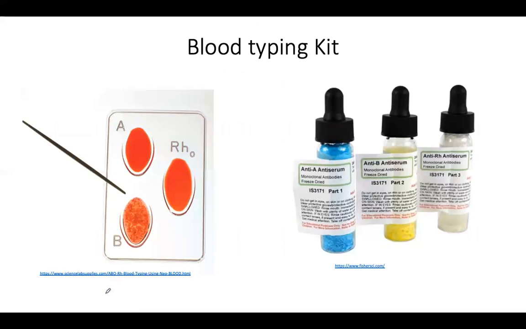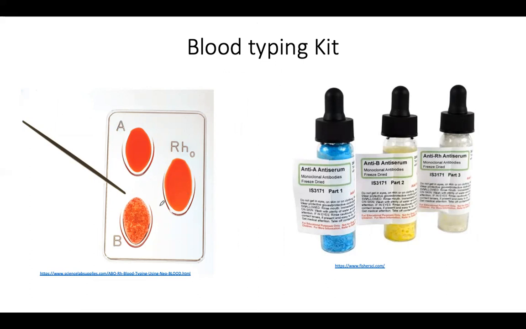Here's basically what I'm talking about. Here is your little tray with the 3 wells in them, letter A, Rh, and B. And here is a solution for anti-A serum or anti-B or anti-Rh antiserum or antibody. And this is basically what you use to mix your sample.